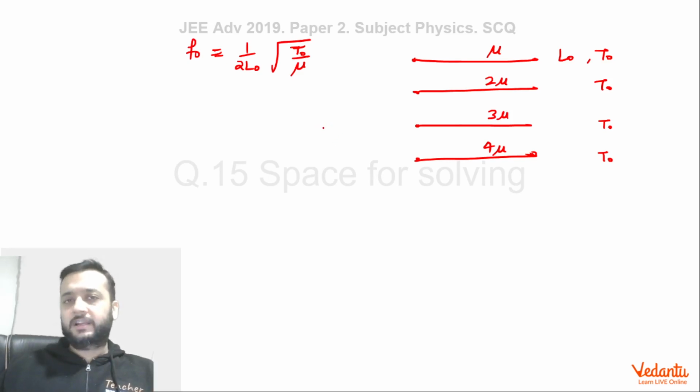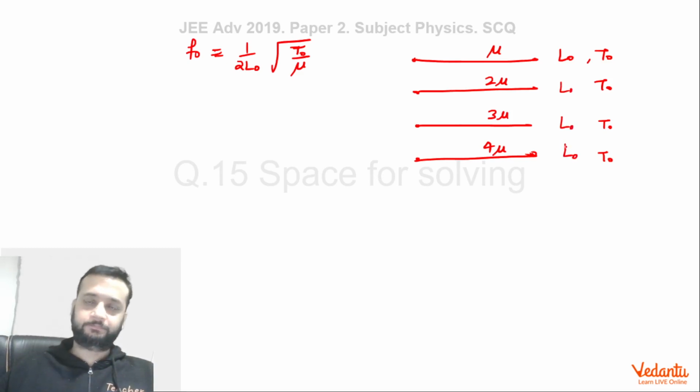One assumption that we are taking is that we are assuming that strings are fixed at both the ends. Although this should have been mentioned in the question, that is what we are assuming because generally in instruments, guitar type instruments, the string is fixed on both the ends. So F2 is 1 by 2L0 into root of T0 by 2 mu. Now we understand that fundamental frequency is always inversely proportional to length. So in order to maximize fundamental frequency, the length of each string should be minimum. Hence we can say that the length of each string should be L0 itself.